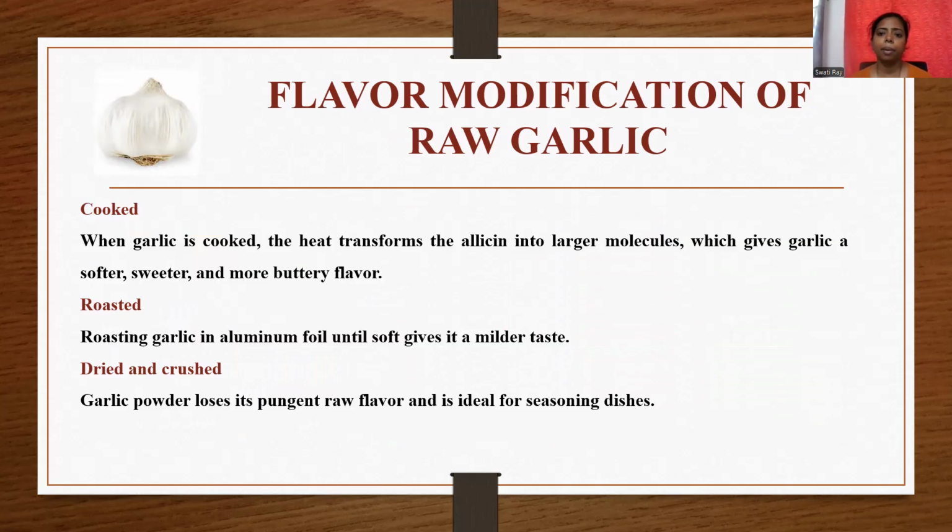Now we will discuss the flavor modification of raw garlic. Raw garlic flavor modification can be done principally in three different ways. Other than that, we have another thing that is slow cooking. The first one is when any garlic is cooked from its raw flavor, the allicin that is released due to the cut of the garlic forms addition compounds and larger molecules are formed.